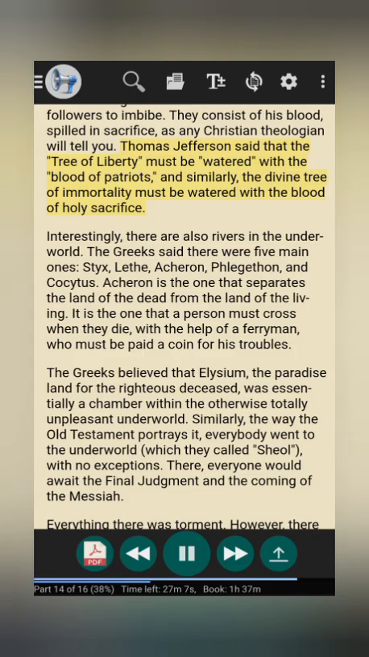Thomas Jefferson said that the tree of liberty must be watered with the blood of patriots. And similarly, the divine tree of immortality must be watered with the blood of holy sacrifice.